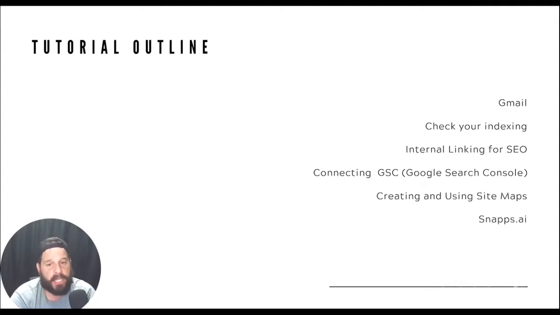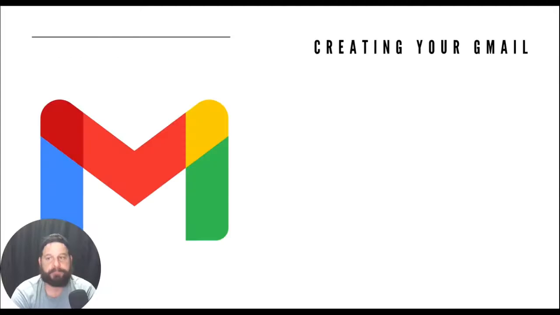We're going to talk about how to check your indexing, how to use internal linking for search engine optimization, how to connect your Google Search Console, create and use sitemaps, and then we're going to talk about other website builders like Snaps AI, right?